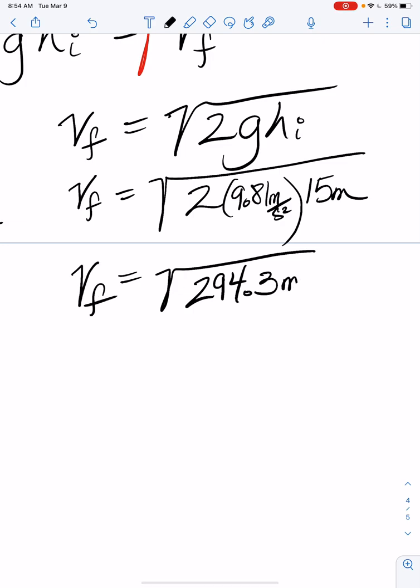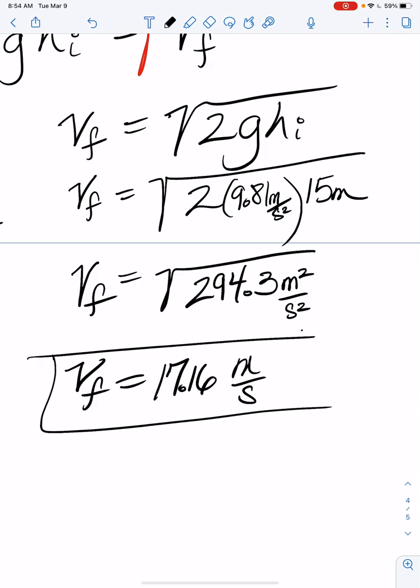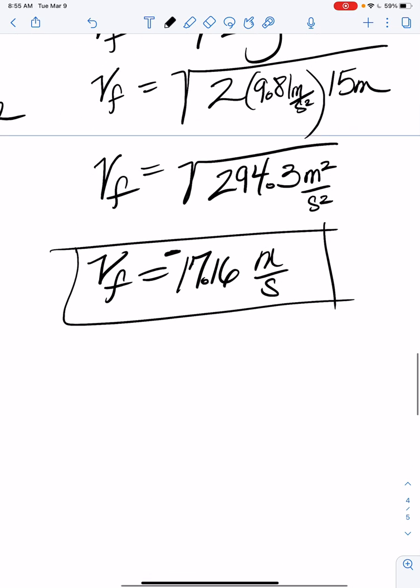294.3, and the units are going to be meters squared over seconds squared. So when we square root meters squared per second squared, we end up getting meters per second, and square rooting 294.3, let's see what that is. It's going to be 17.155. So I'm going to go with 17.16 if I round, meters per second. And this is my final velocity of the rock in the negative direction. So I'll add that negative sign there, or you can say downward, and that works too.